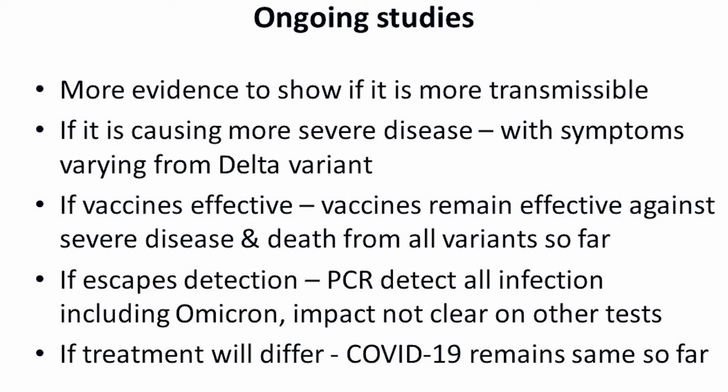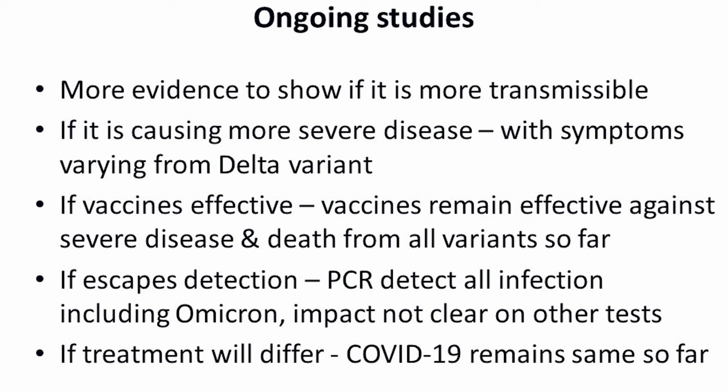With regard to vaccines, we still need to check and be sure that the vaccines are effective. What we know is that the vaccines remain effective up to now against severe disease and death from all the variants that have been identified so far, and we have no reason to doubt that they will continue to remain effective against Omicron. We also need to check if there is any escape in detection.